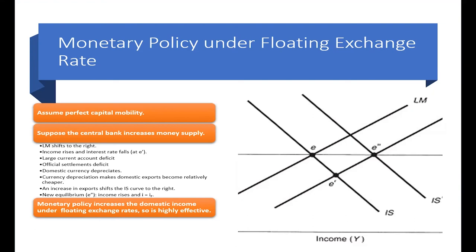Suppose that the central bank increases money supply. So we start with equilibrium E, where all three markets are in equilibrium. The money market, the goods market, the external market, they're all at equilibrium at E. And remember this is floating exchange rate, when the central bank increases the money supply, the LM curve shifts to the right, okay? There will be a short run equilibrium established at E prime.